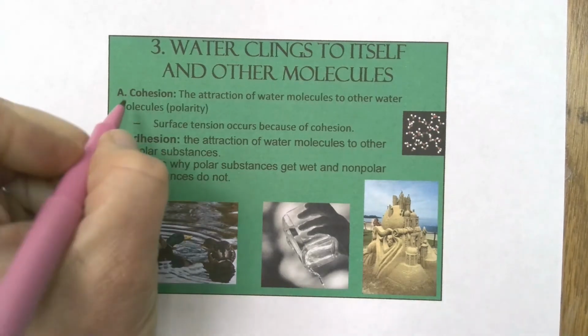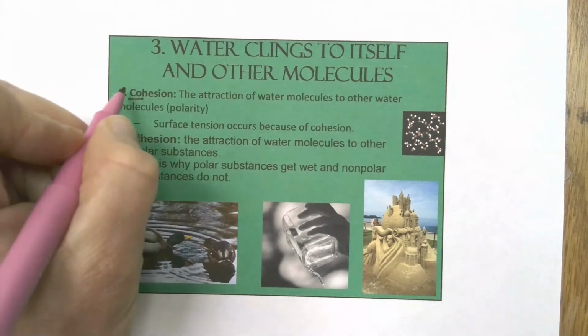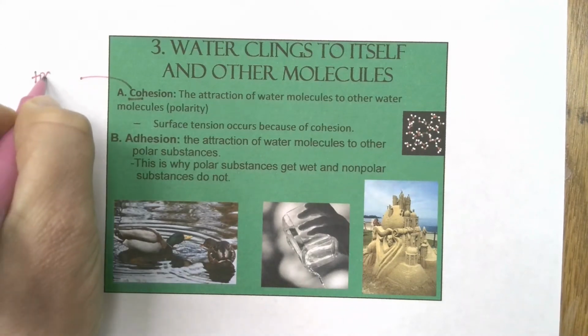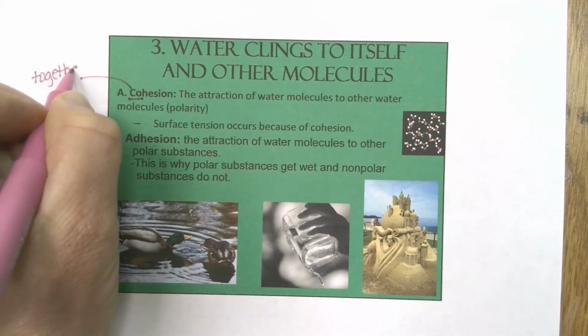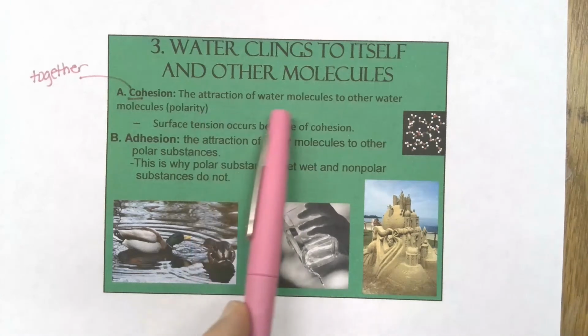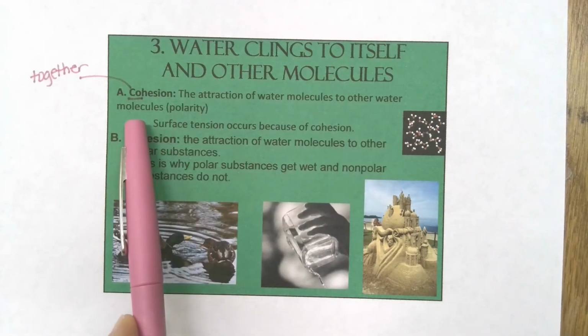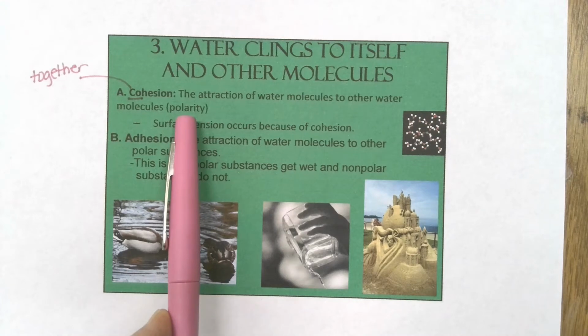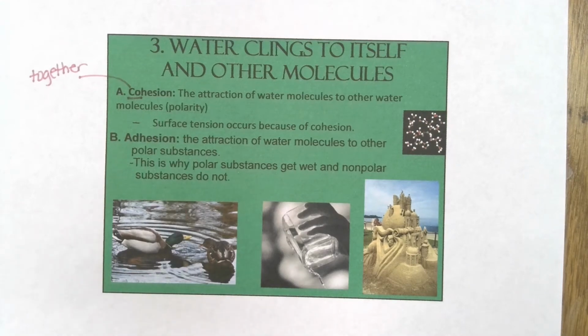So co means together, okay? If you think of cohabitate, it means you live probably with your other family members. Co-ed means like you go to a co-ed school. You've got boys and girls in the same classroom, right? So cohesion is the attraction of water molecules to other water molecules because of polarity. So if you go back to the diagram on the first slide, that one water molecule stuck to another one. Water's sticky, and it sticks to itself.